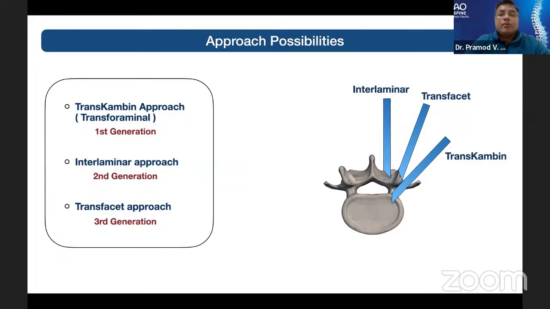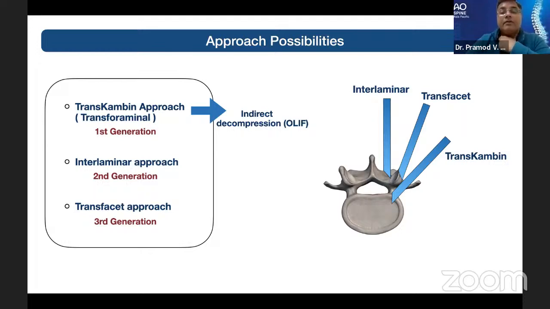So there are 3 approach possibilities right now: the trans-kambin approach or the transforaminal approach, which I call the first generation, the interlaminar approach, which is similar to the conventional Harms technique, and the transfacet approach, which I feel is right now the best approach to do fusions with an endoscope. So if you look at the trans-kambin approach, it is something which causes indirect decompression like an OLIF.